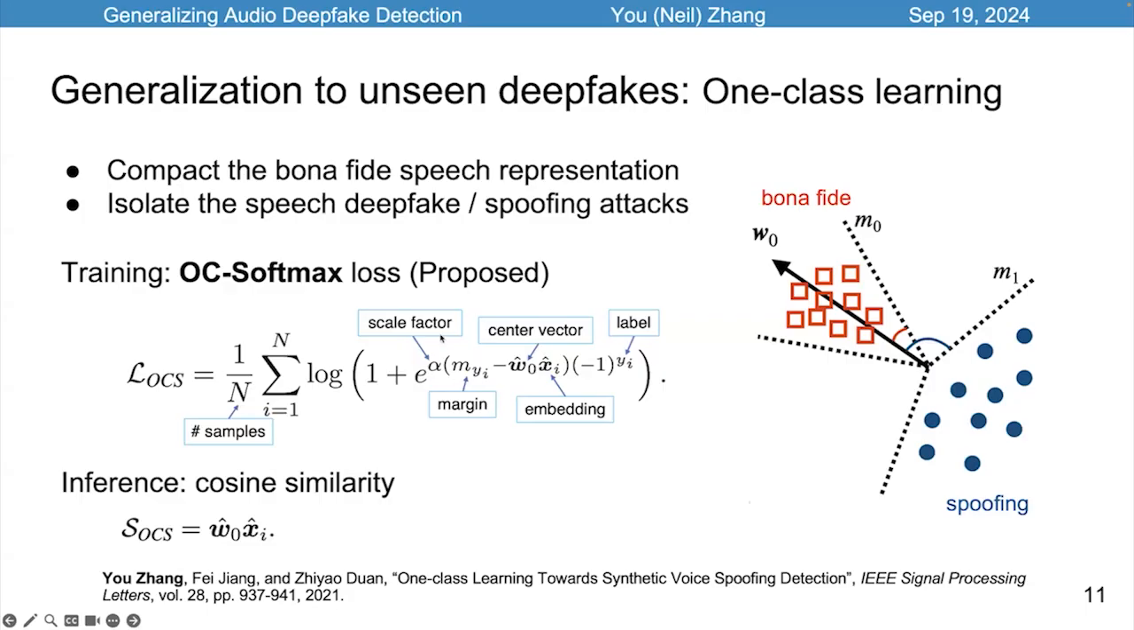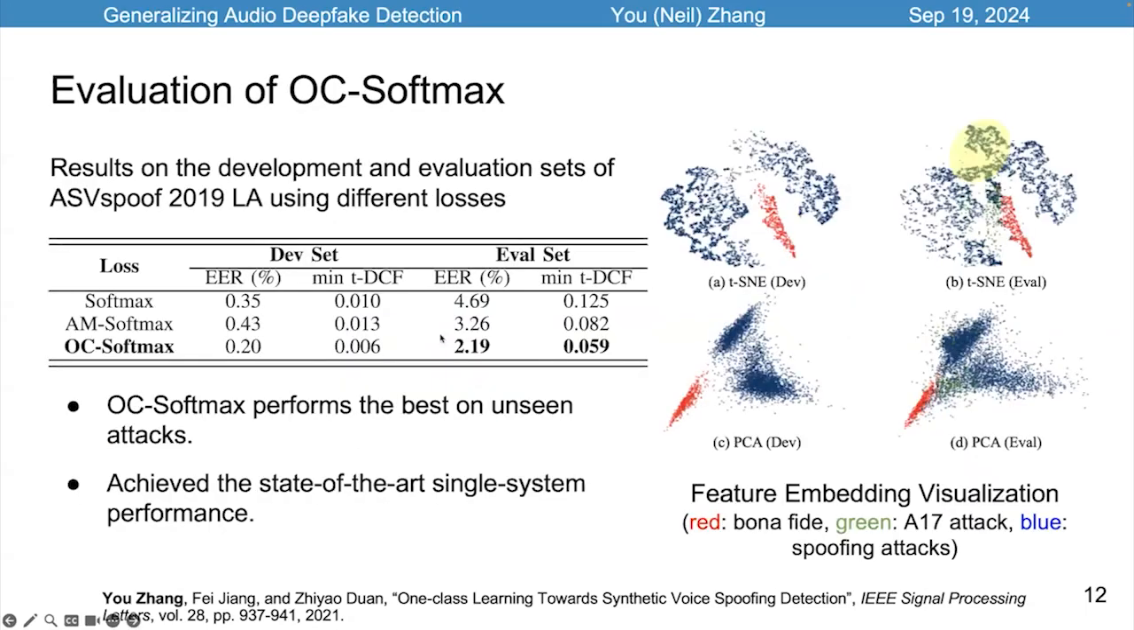So this is the loss function OC-softmax I proposed. And from the results, when we compare traditional binary classification methods that use loss functions such as softmax and AM-softmax, which represents additive margin softmax, our OC-softmax has better results, especially on unseen attacks, which are contained in the evaluation set of the data set.